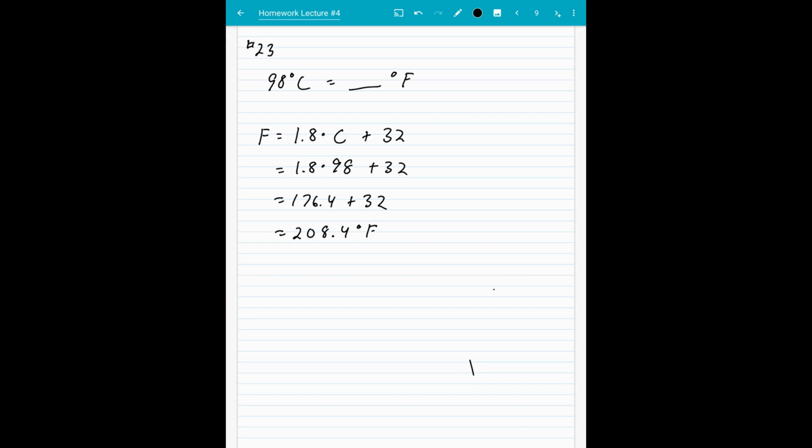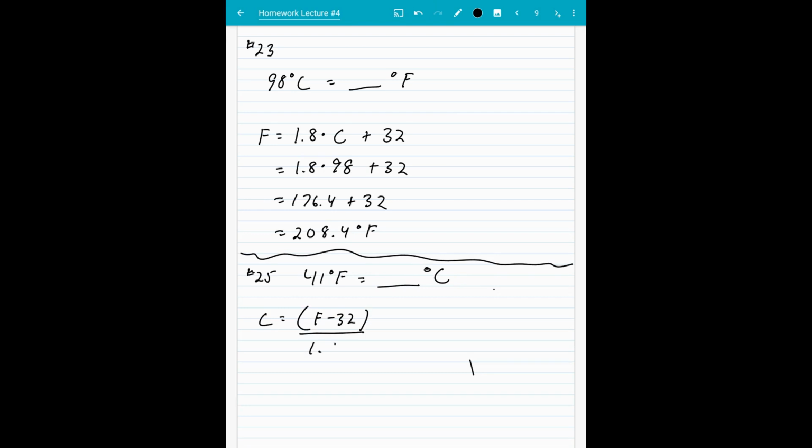So here it's just following the formula. There isn't a ratio problem that we need to do. Whereas, let's look at another problem, one with Fahrenheit, number 25. It wants us to convert 41 degrees Fahrenheit to degrees Celsius. We need to use the one that says C equals because we're trying to find what C is equal to. So C equals, this one says F minus 32 on top divided by 1.8.